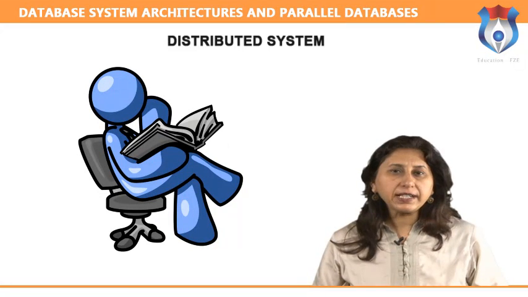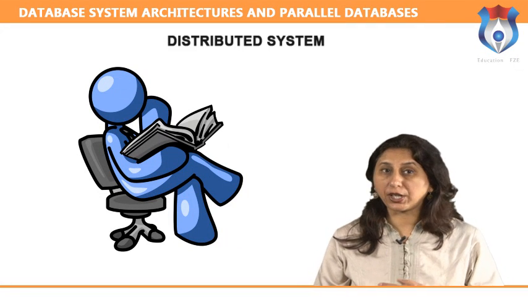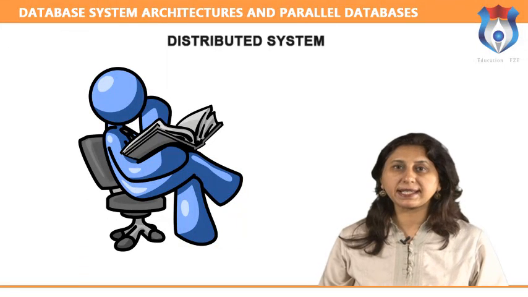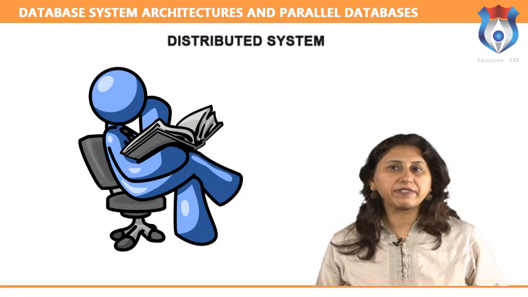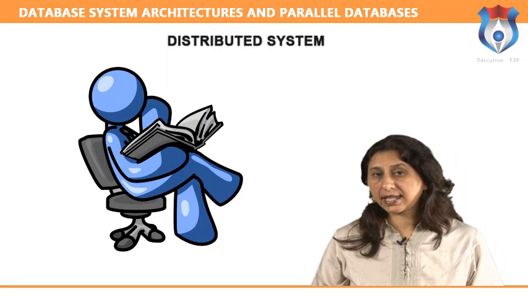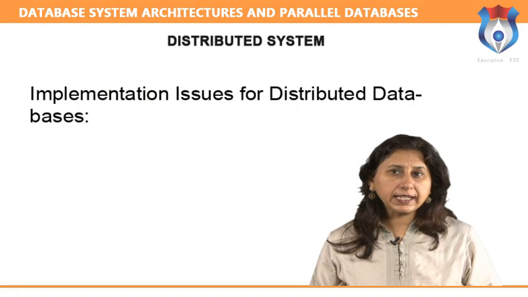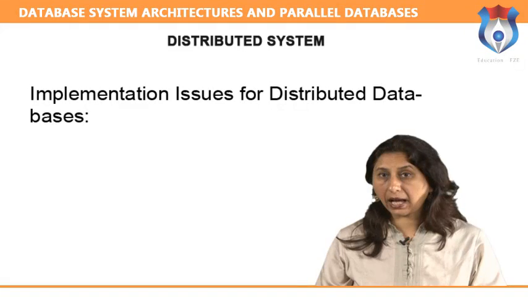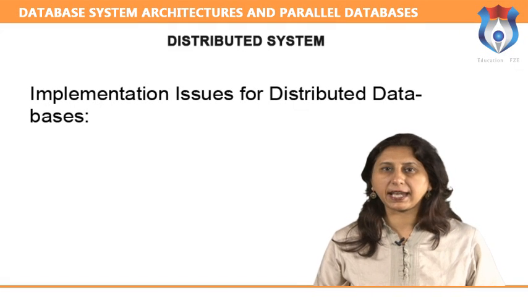Disadvantages: added complexity required to ensure proper coordination among sites. Software development cost, greater potential for bugs, increased processing overhead. Atomicity is needed even for transactions that update data at multiple sites.